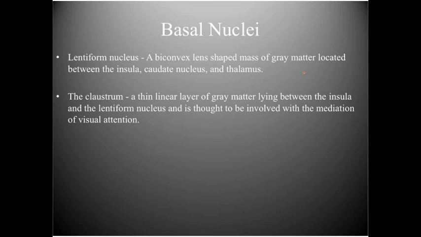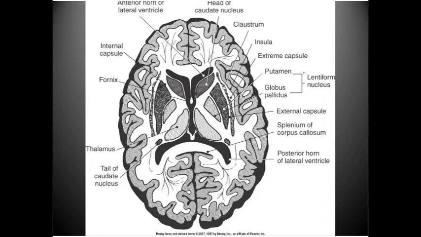The lentiform nucleus is a biconcave lens-shaped mass of gray matter located between the insula, caudate nucleus, and thalamus. The claustrum is a thin linear layer of gray matter lying between the insula and the lentiform nucleus, and is thought to be involved with the mediation of visual attention. Okay, we don't need to be responsible for anything on this image. It extends far beyond what we would actually see for CT.